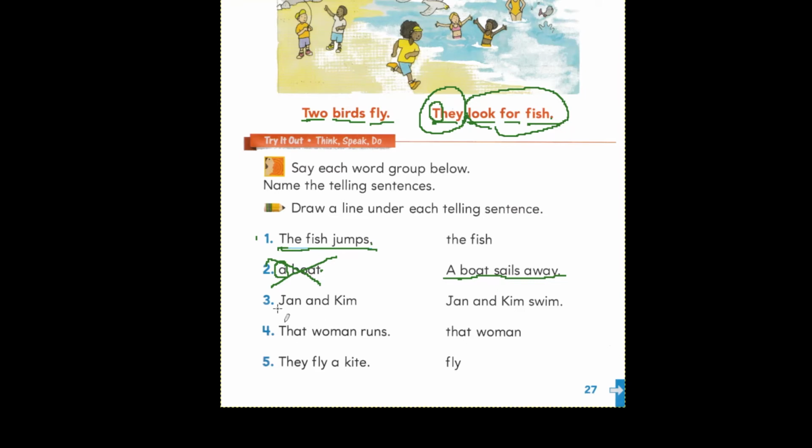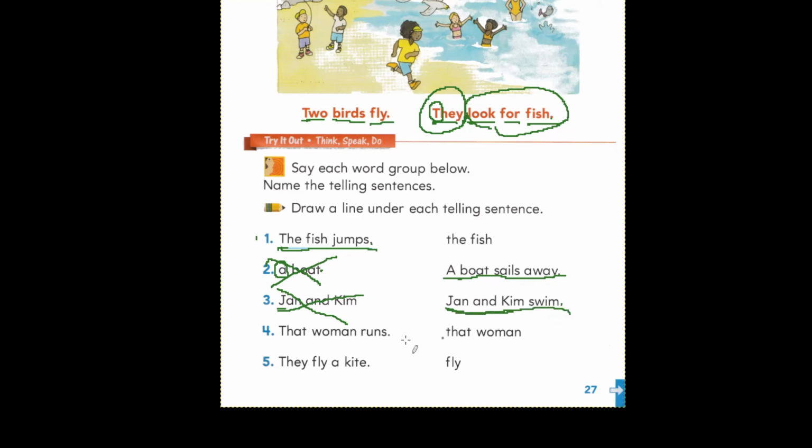Well, it starts with an uppercase, but it has no period. So that is not a telling sentence. Let's look over here. Oh, look, this starts with an uppercase, and look, it ends with a period. So this fulfills the obligations of being a telling sentence. And look, it's also a simple sentence. Jan and Kim. This is our naming part, and swims is our action part. So there it is, right there.